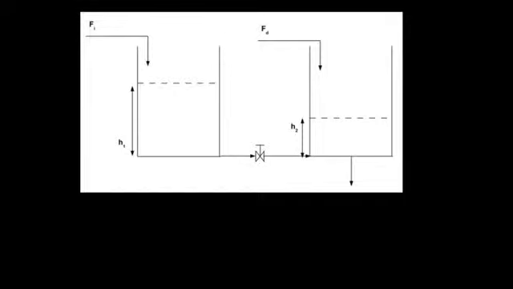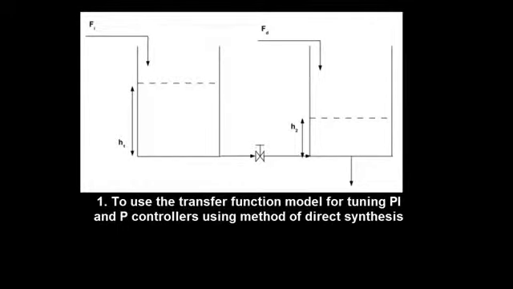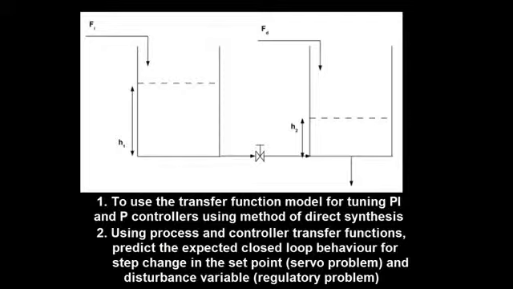This experiment immediately follows after CT-1, in which you had to develop transfer function models with respect to manipulated input and disturbance variables for the system of two interacting tanks using open loop and closed loop step test data. The aim of this experiment is to use the transfer function models developed for tuning PI and P controllers using method of direct synthesis, and using process and controller transfer functions predict the expected closed loop behavior for step change in the set point and disturbance variable.